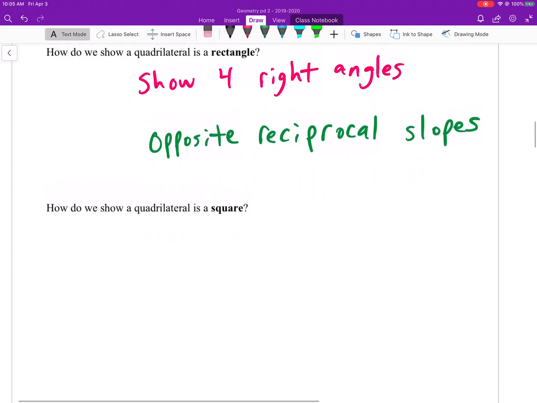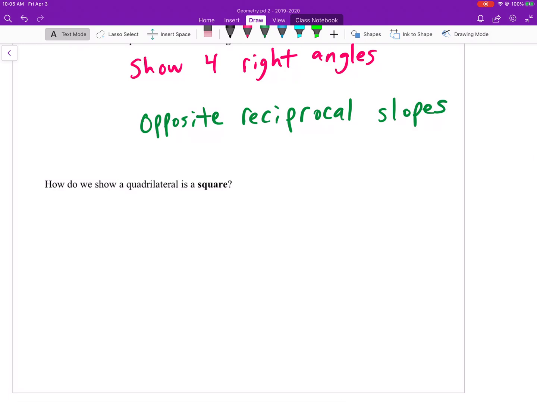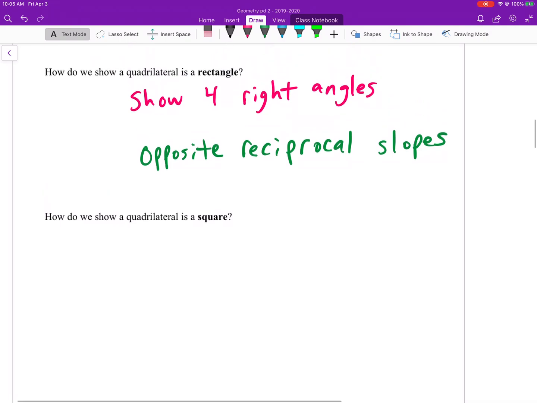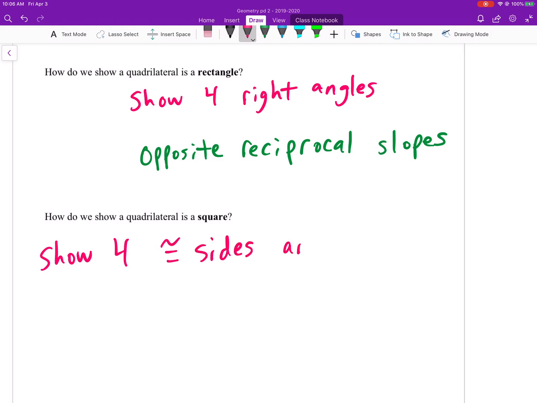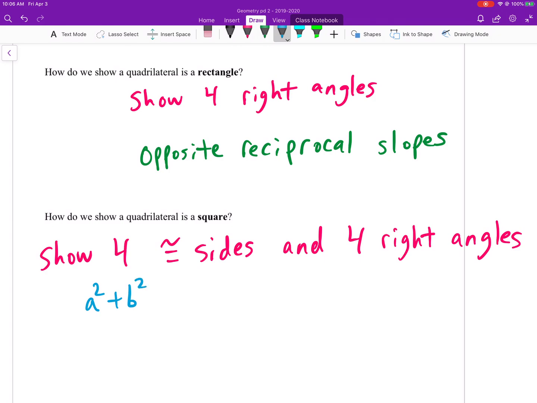Alrighty, and for a square, the square portion of today is really going to combine what we talked about yesterday for the rhombus, showing 4 equal sides. Okay, and what we just listed right here for the rectangle, we also need to show 4 right angles. So show 4 congruent sides and 4 right angles. Alright, so 4 congruent sides. Remember, we're going to use the Pythagorean theorem. Make a right triangle out of the side length. Pythagorean theorem will get you the 4 equal sides. Okay, and then for the 4 right angles, it's the opposite reciprocal slopes. See above what we just said.